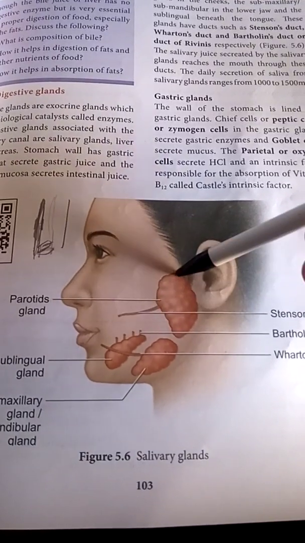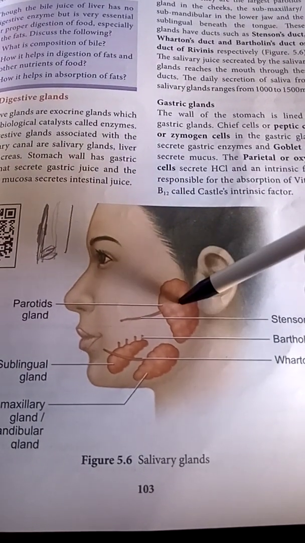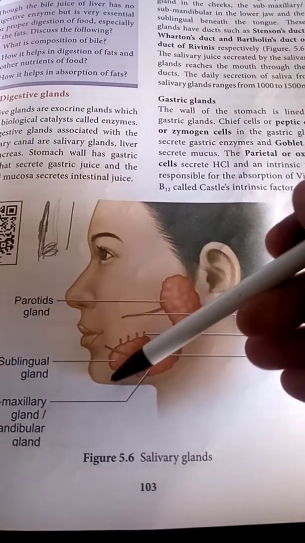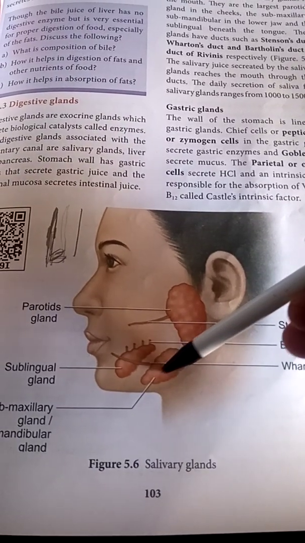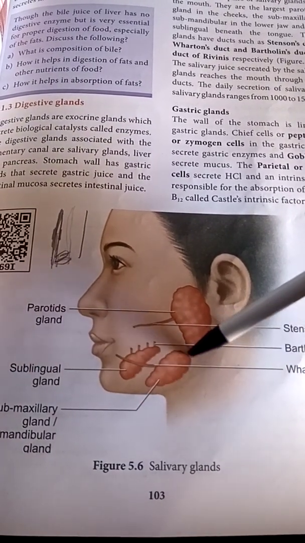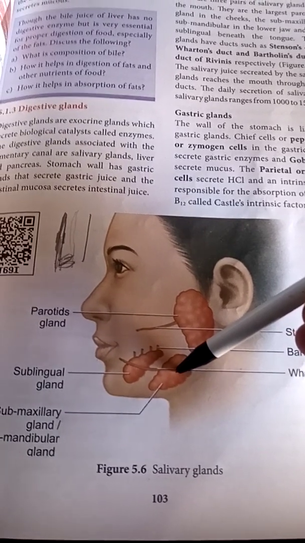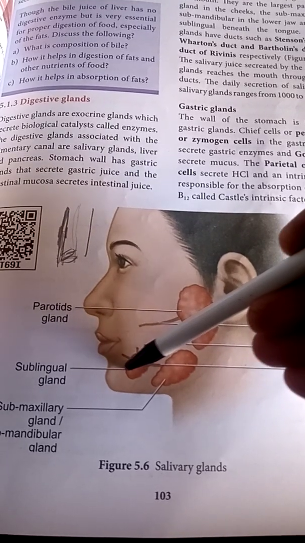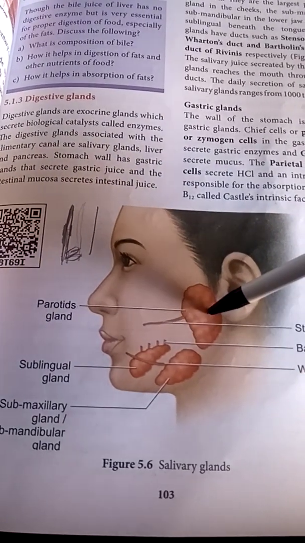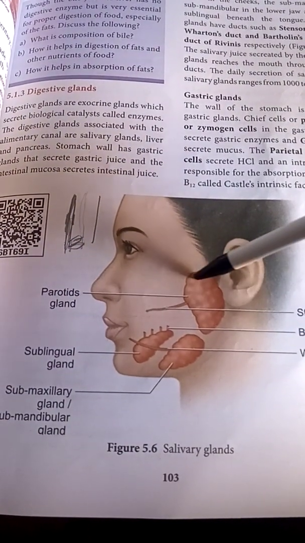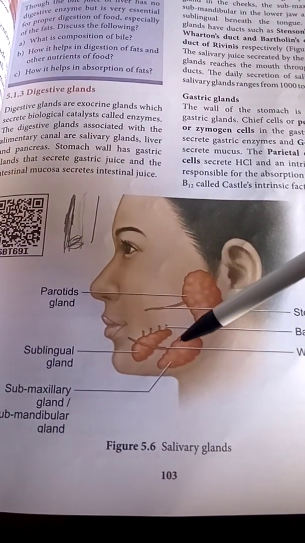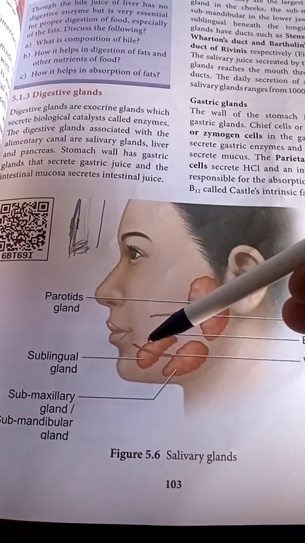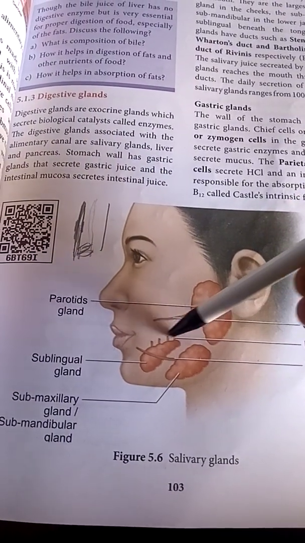The parotid is the largest salivary gland. And then the submaxillary, submandibular in the lower jaw. The glands are present in the lower jaw. And the sublingual is present beneath the tongue. Parotid glands are the largest salivary glands, present in our cheeks. Submaxillary and submandibular glands are present in our lower jaw. And sublingual glands are present beneath our tongue.